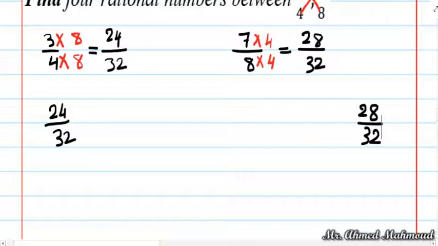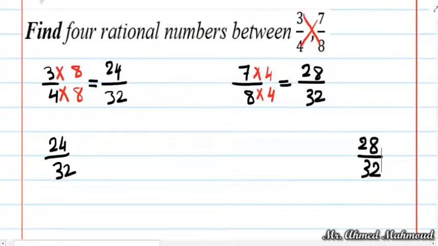We have 25, 26, 27. We have only three numbers. But I need what? I need four rational numbers. Then we have a problem here. The problem is the existence of three numbers, but I need four numbers. Then to solve this situation, we are going to multiply up and down by 10.